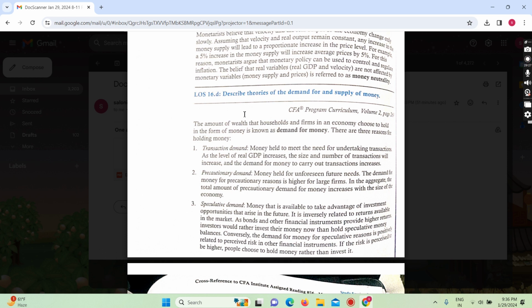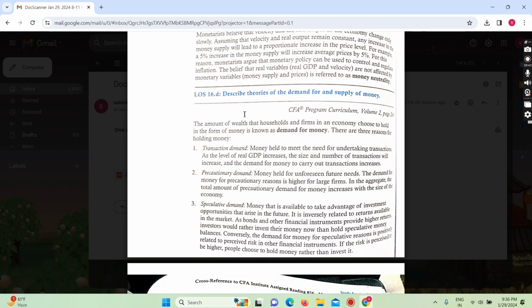For the speculative demand, money is available to take advantage of investment opportunities that arise in the future. It is inversely related to the return available in the market.